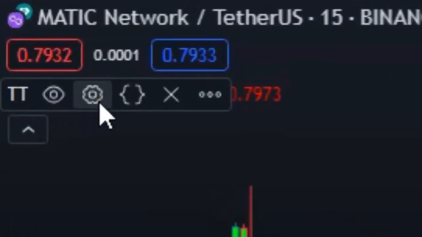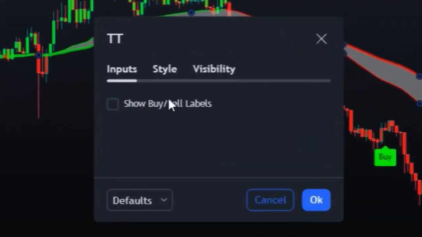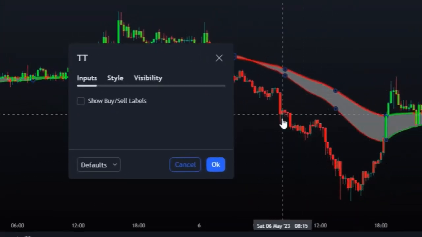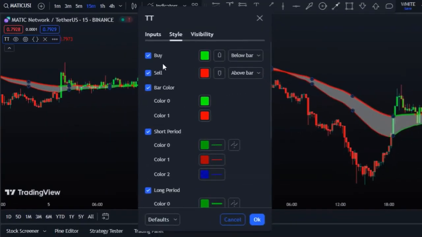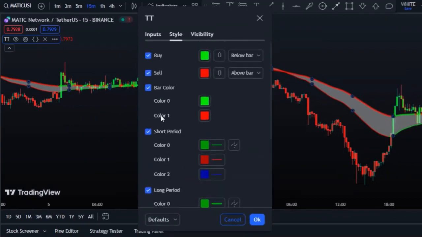To do so, first go to the indicator settings and in the inputs tab, you must disable the show buy signal label option. But in the style tab, you don't need to make any changes and you can leave the options as their default.